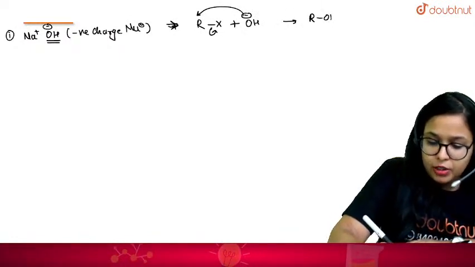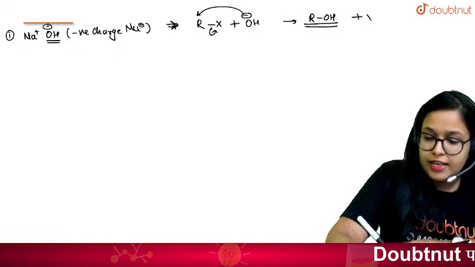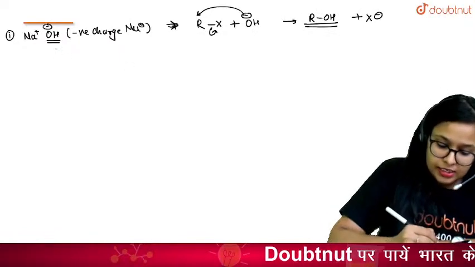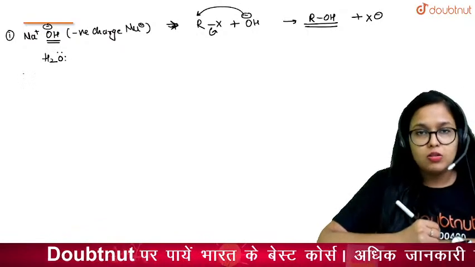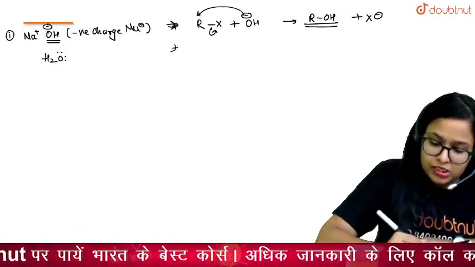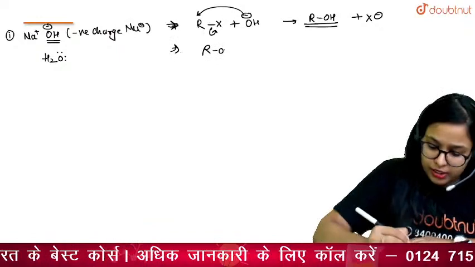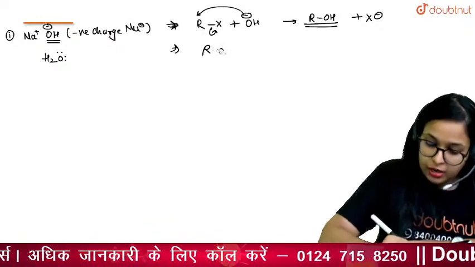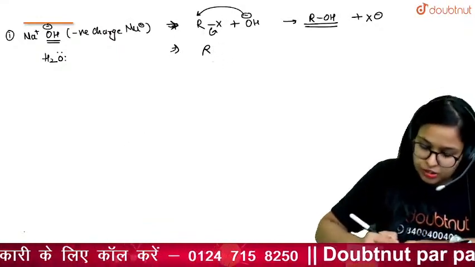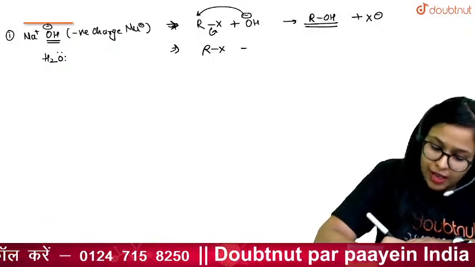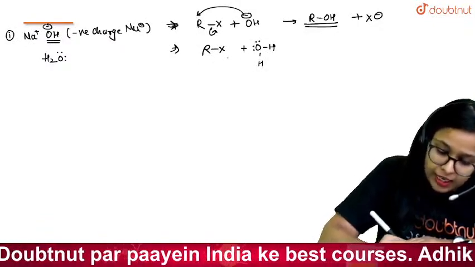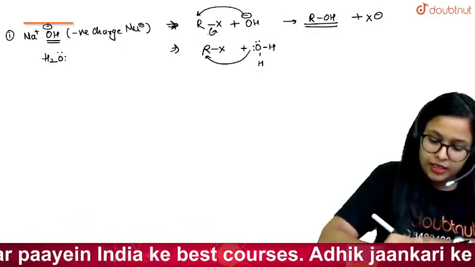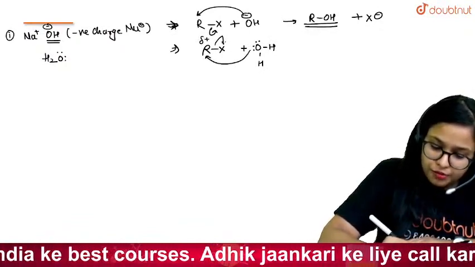From haloalkane you obtain alcohol and X minus is released. Similarly, this reaction can take place with a neutral nucleophile also, that is water. Since the oxygen in water has a lone pair, it has high electron density. It attacks R delta positive and removes X minus.